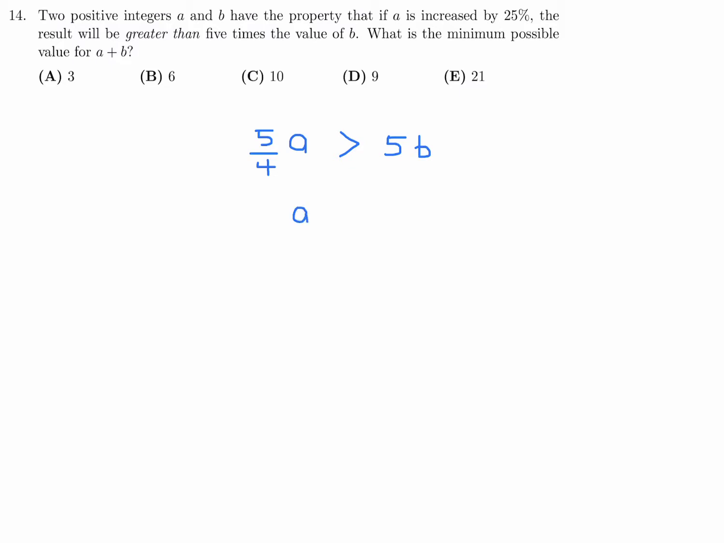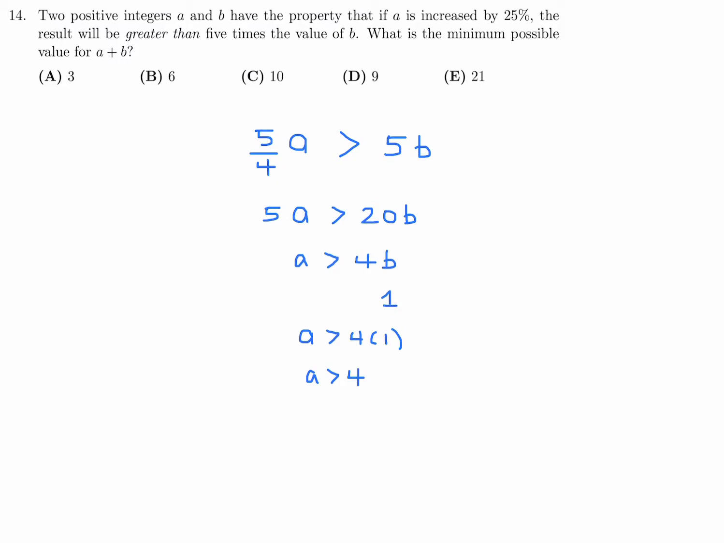Working with this, cross multiply the 4 and you get 5a is greater than 20b, and therefore a is greater than 4b. Now they want the minimum possible value of a plus b, and both a and b are positive integers. So what's the smallest positive integer I can choose for my value of b? Well, it's got to be 1, right? So if indeed b is 1, a must be greater than 4 times 1. A must be greater than 4.